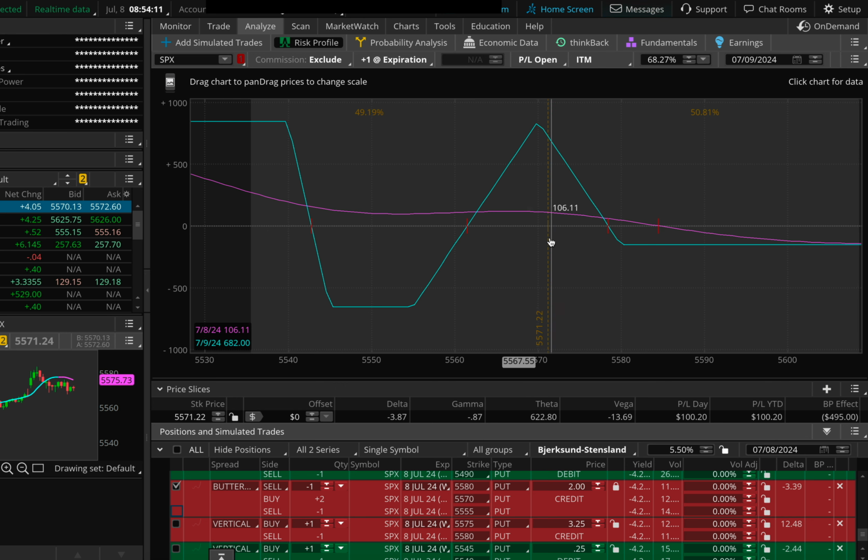So our profit target on this trade was $100 because it was 2 contracts. So now we only have 1 butterfly on, and we have a current profit in the position of $100, so, a little over 100.